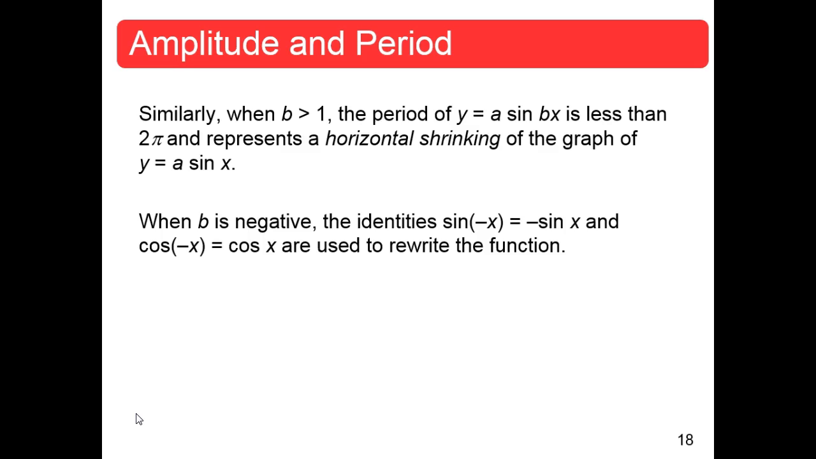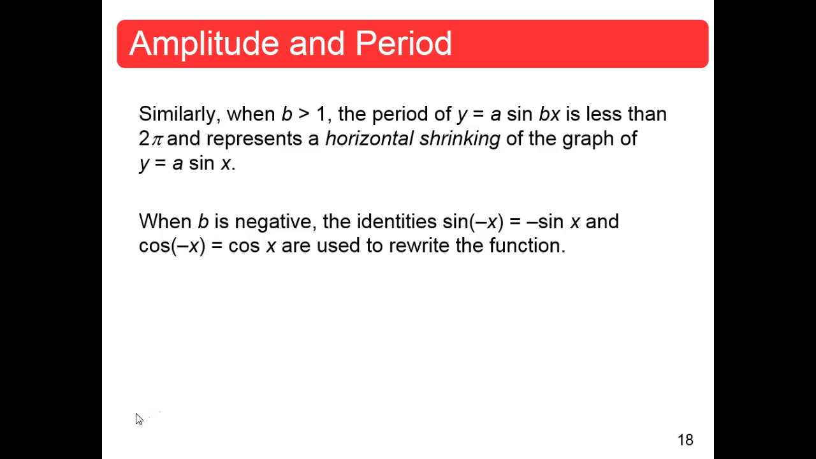When b is negative, here's what you do. Remember what we said about sine of minus x? What kind of function is sine, as in even or odd? Odd function. So for an odd function, sine of negative x is negative sine of x. So that's basically all it's going to do, flip it across the y-axis, basically.